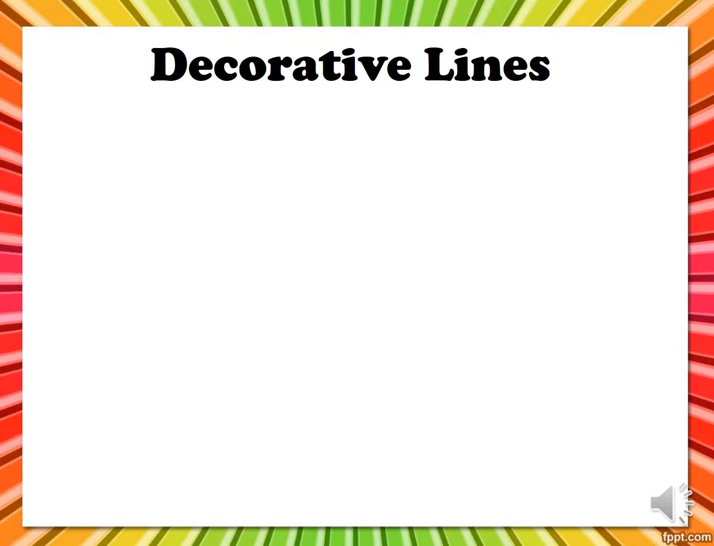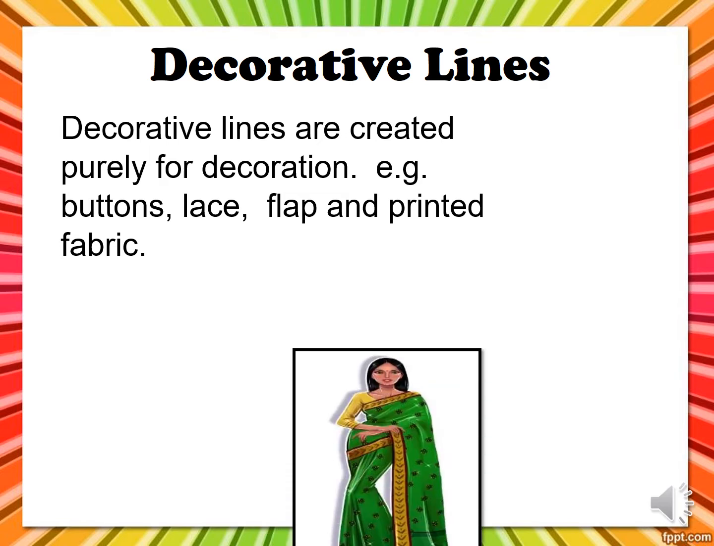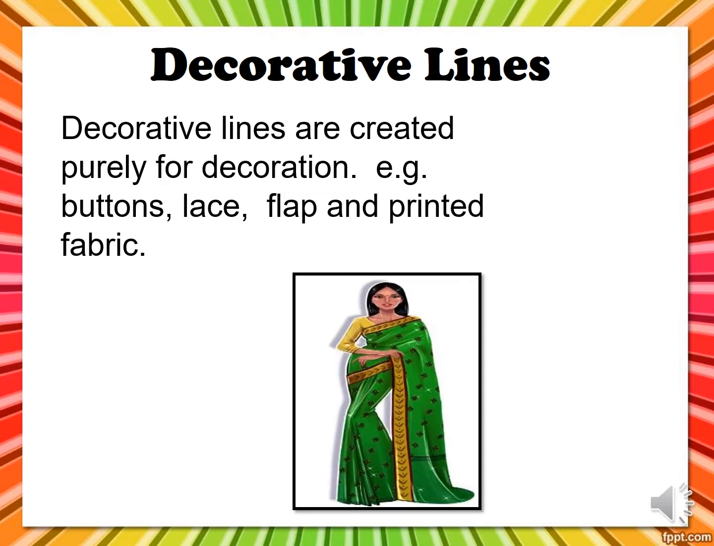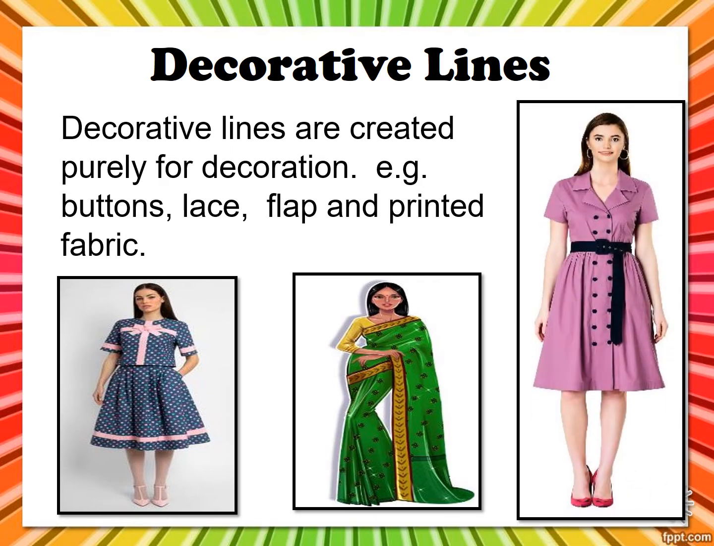Now let us look at decorative lines. Decorative lines are created purely for decoration. Example, buttons, laces, flaps, and printed fabric. We observe the lace trim on this dress along with the pattern in the fabric. We can observe this as a trim onto this outfit. And we observe the buttons and the belt forming the decoration on this dress.